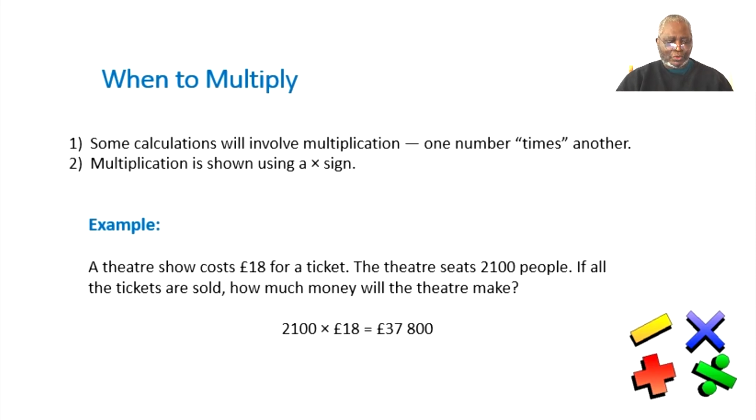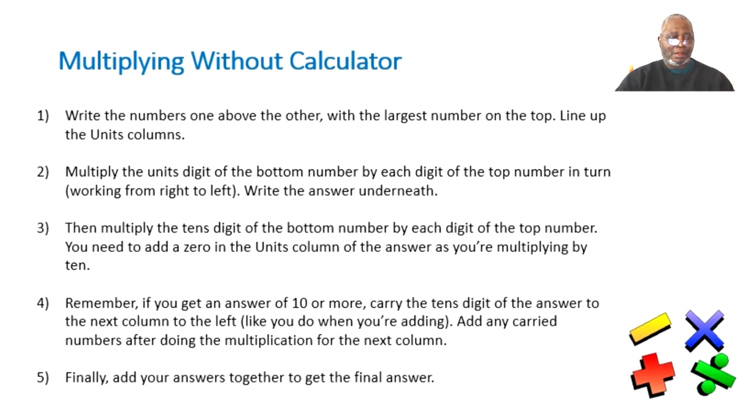Right, so 2,100 times 18 is equal to £37,800. You can check it with your calculator. Multiplying without a calculator. So how do you do a problem like that without a calculator? You have a 5-stage process.